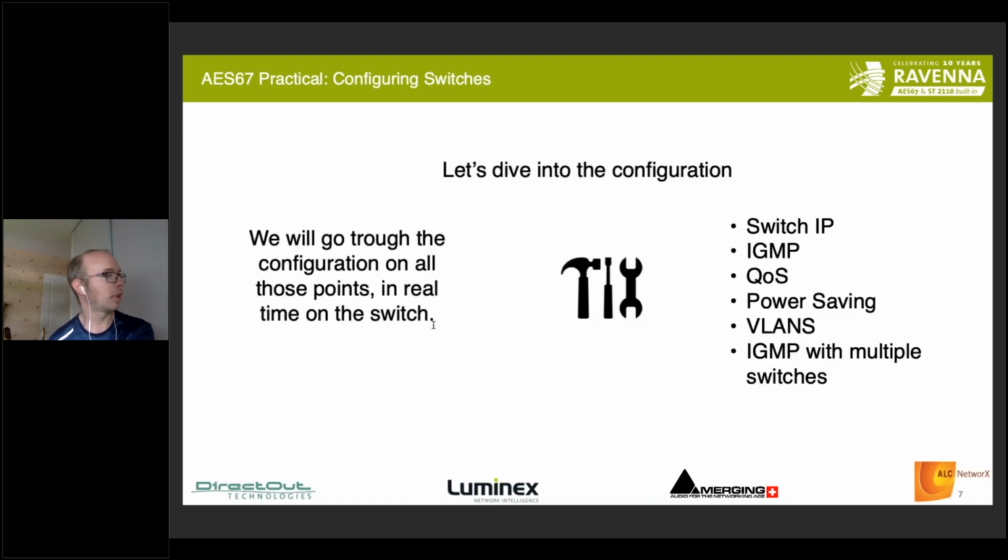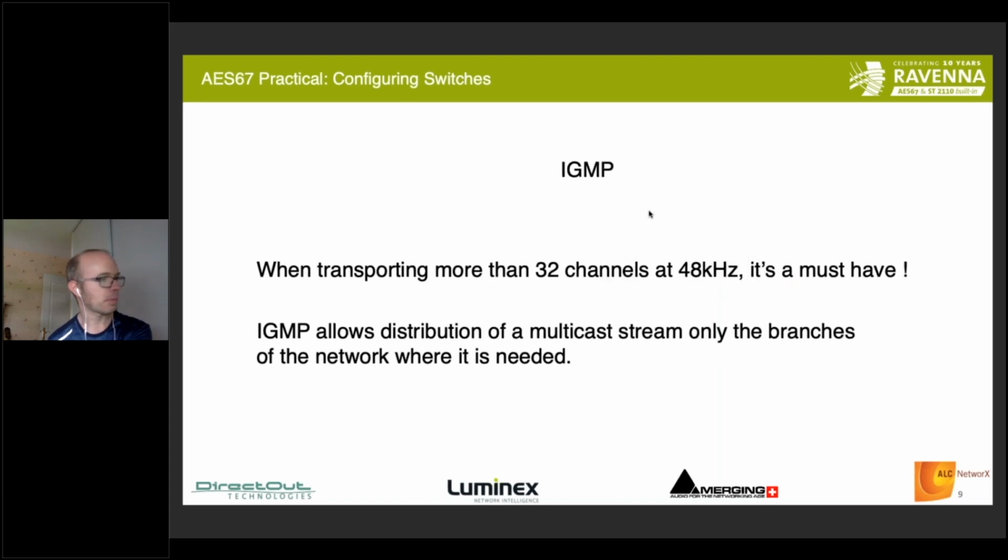Okay, so let's dive into the configuration, and I will quickly show you all those points, but mainly we will focus on IGMP and QoS because the other points are most likely covered by every Google results that you would see and you would find. You're looking for Cisco SG350 setting IP, 350 power saving, 350 VLANs, etc. IGMP and QoS, on the other hand, are less frequently used in classical IT, so it's worth taking a deeper look.